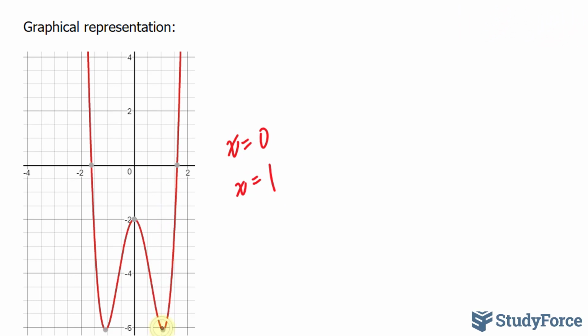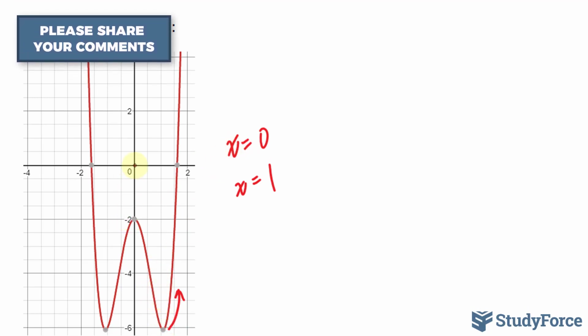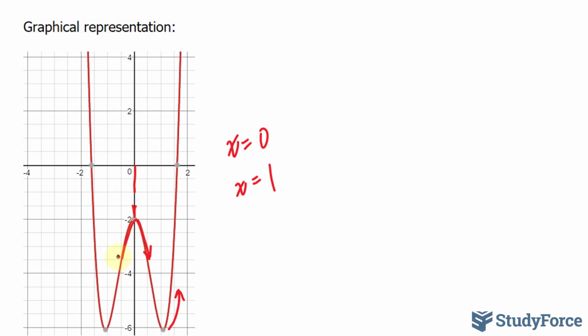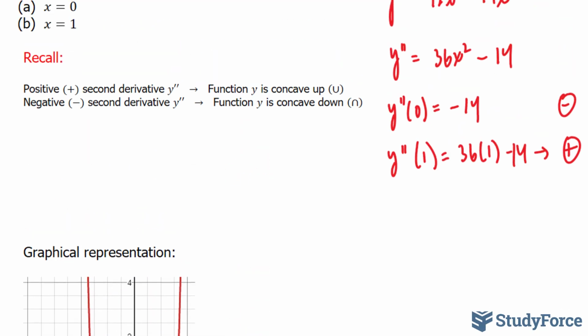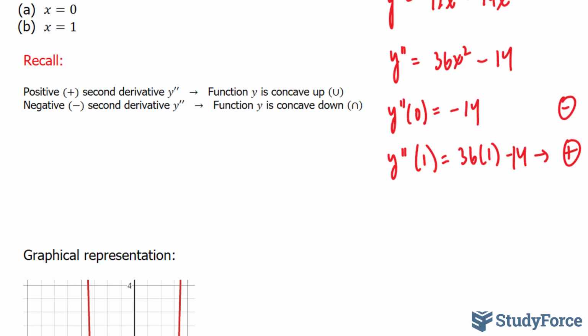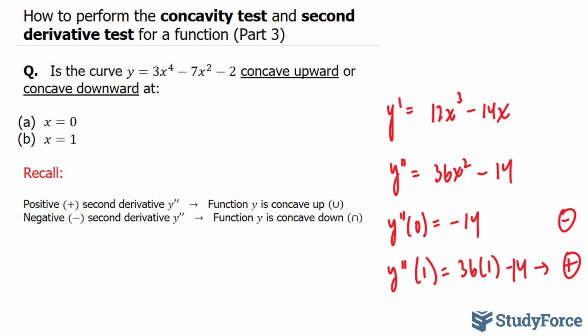And notice, right after 1, right afterwards, it starts to get bigger. It starts to become positive. And notice that this part right here is concave upwards. And at x is equal to 0, over here, it's concave downwards, which is exactly what we predicted. That when the output is negative, it's concave downwards. And there it is. That is how to perform the concavity test and second derivative test for a function.